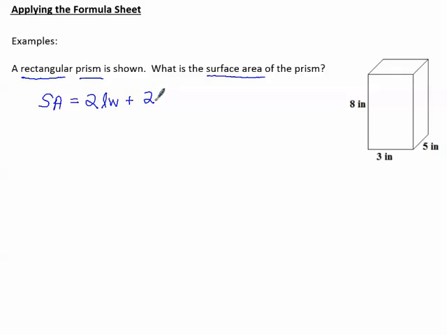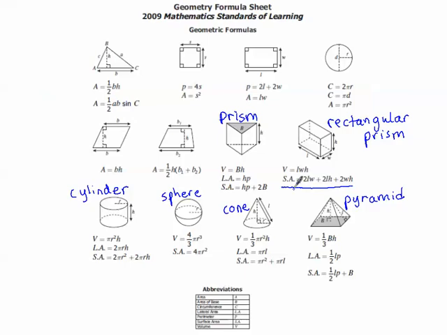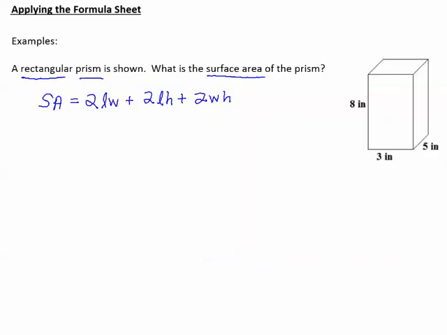plus 2LH plus 2WH. Now notice back at the formula sheet that the L shows the length along the bottom, the W shows the other length along the bottom, and the H shows the height. So we can designate which one we want to be which. In a rectangular prism, it doesn't really matter because if I turn this on its side, this could be called the length instead of the height.